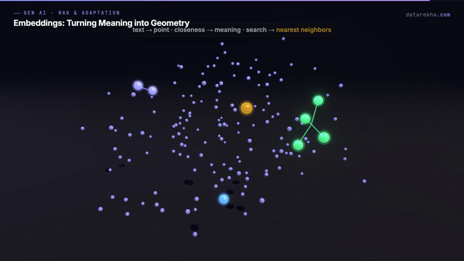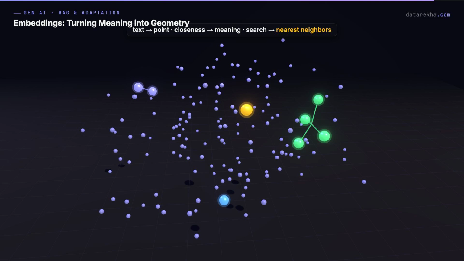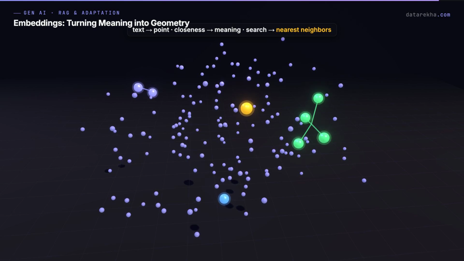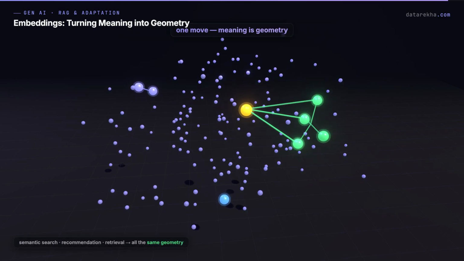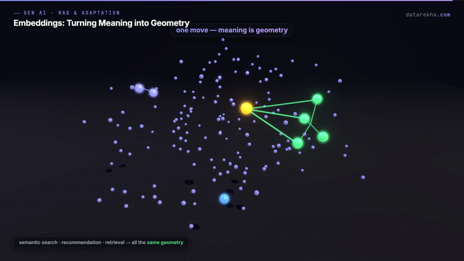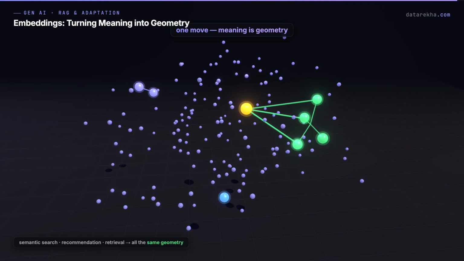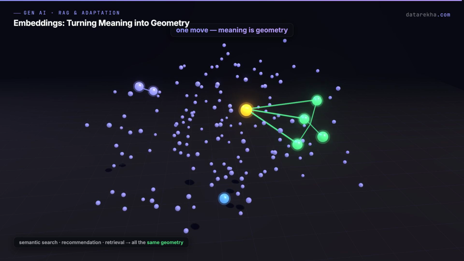So that's the engine. Text becomes a point, closeness becomes meaning, and search becomes finding nearest neighbors. Internalize that one move and semantic search, recommendation, and retrieval all turn into the same simple geometry.